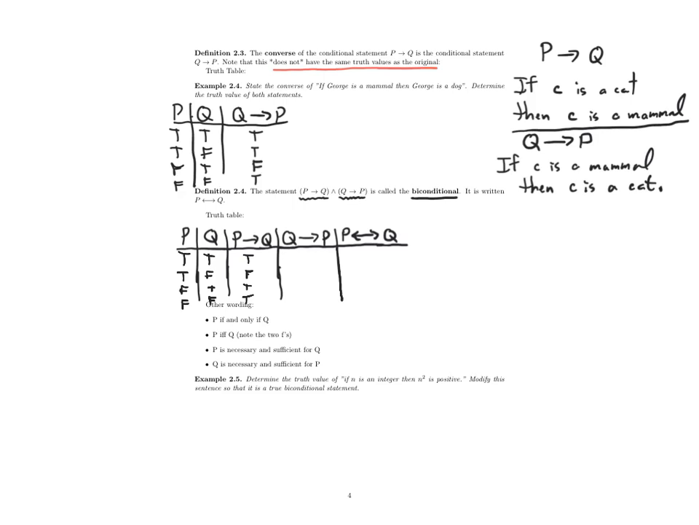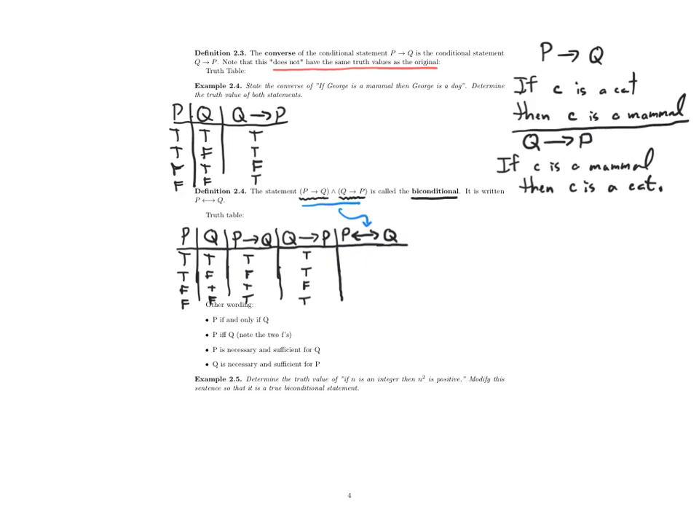And Q implies P is false exactly when the if part is true, which in this case is Q, and the then part is false. So it's false there, and it's true otherwise. Now, P if and only if Q, the biconditional, remember that's P implies Q and Q implies P, so both need to be true. Again, this is just the exact same thing as that, just written a little bit differently.